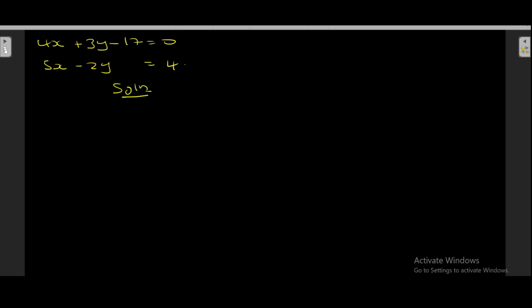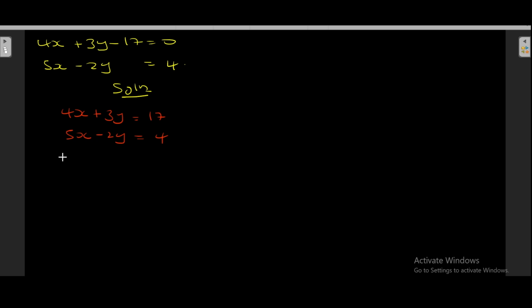One, you're going to start by rewriting these two expressions. The 4x plus 3y is the same as 17, and then 5x minus 2y is equals to 4. The first step is we need to make sure that the x's are in the same line, the y's are in the same line, and also the constants are in the same line. If we achieve that, then we are going to write our matrix. You're going to write our number in the matrix form. And this can be done in this way.